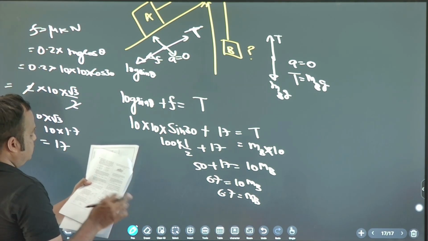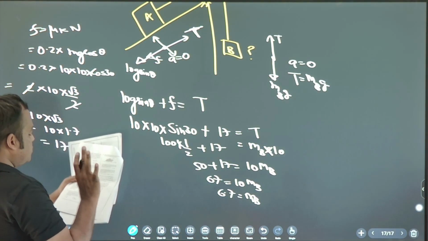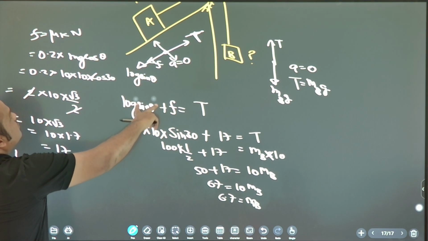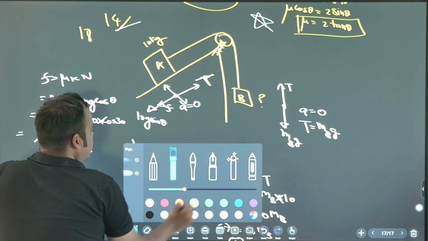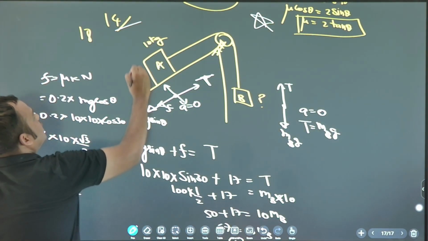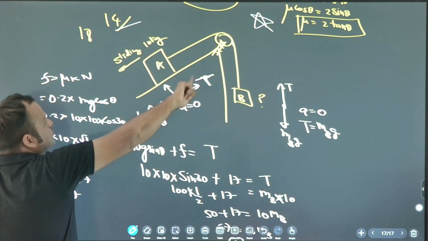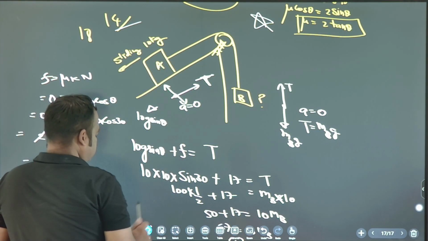Mass of 10 kg. Oh, sorry, my mistake. What is given in the question? A is sliding down. Correct, good. So friction will act up.